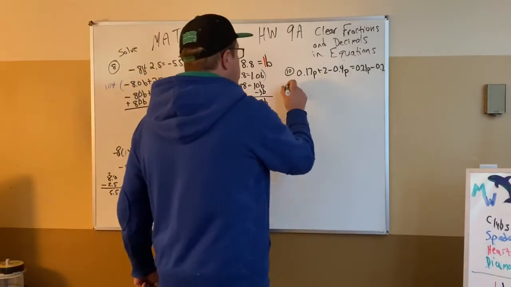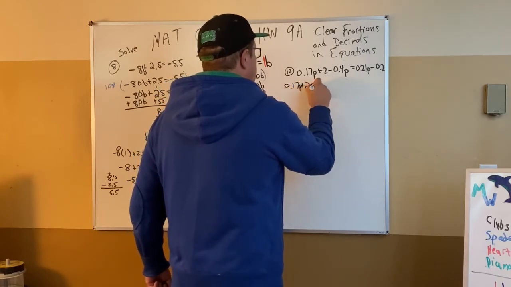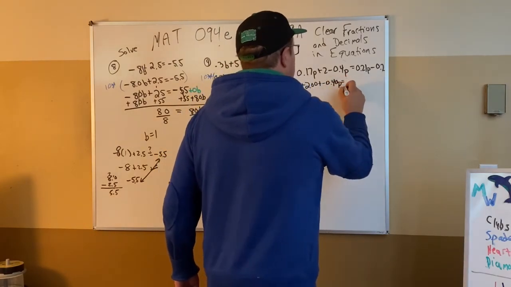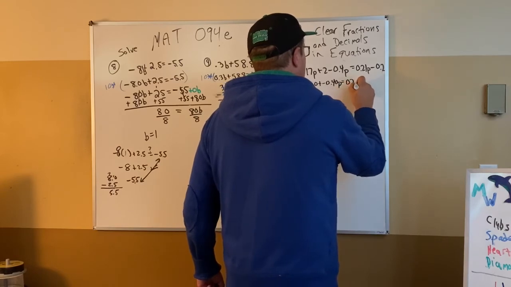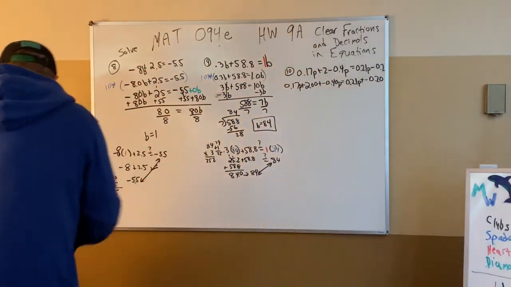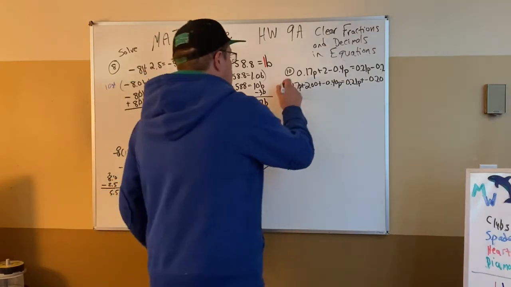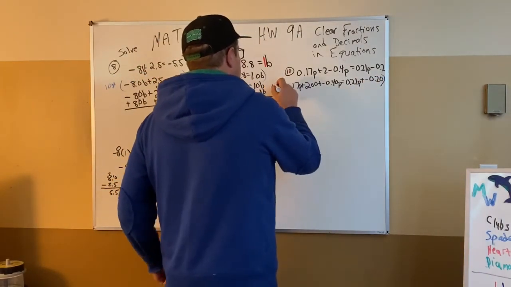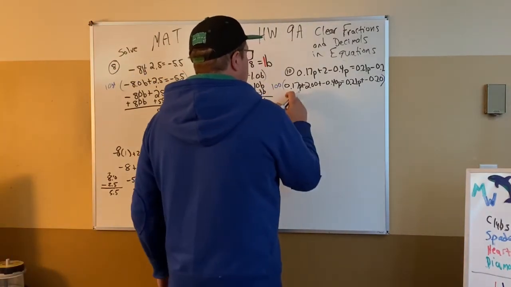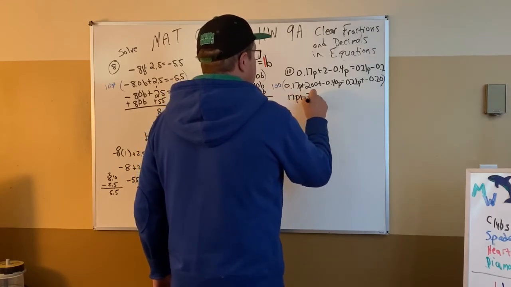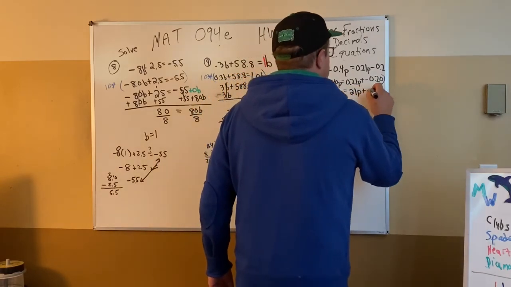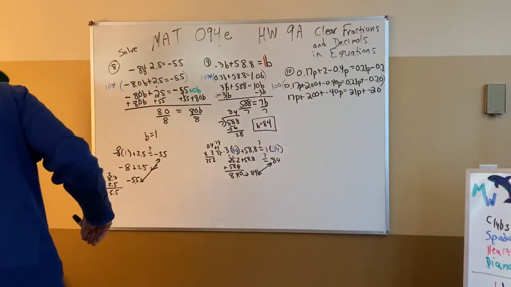Finally, this one, we have 0.17p plus 2.00. Everyone's getting two decimal digits, plus negative 0.40p equals 0.21p plus negative 0.20. That's going to get multiplied by 100. 100 will move the decimal twice, so we won't have decimals in any of our terms. The digits stay the same, but the decimal moves to make it bigger twice. We now have 17p plus 200 plus negative 40p equals 21p plus negative 20.